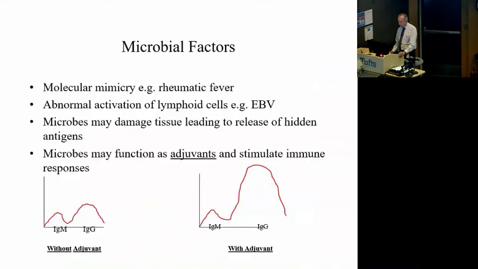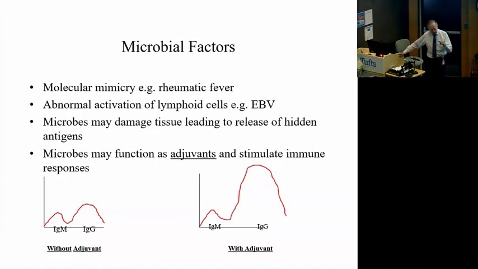Okay? Now, there are other microbial factors. I've told you about release of hidden antigens. I've told you about molecular mimicry, about abnormal activation of lymphoid cells, like in EBV, just turning on lymphoid cells. Microbes may damage tissue, leading to release of hidden antigens. I'll tell you a story.